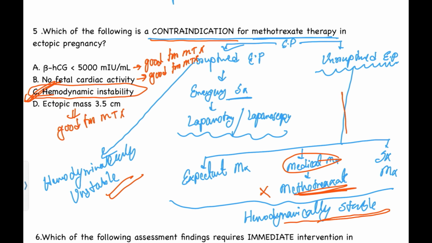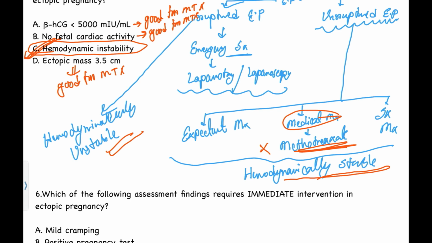Now if the ectopic mass is less than 3 centimeter, you will go for expectant management. If the mass is 3.5 to 4 centimeter, you will go for medical management. That's why this is not the contraindication. And if the mass is more than 6 centimeter, you will go for surgical management.